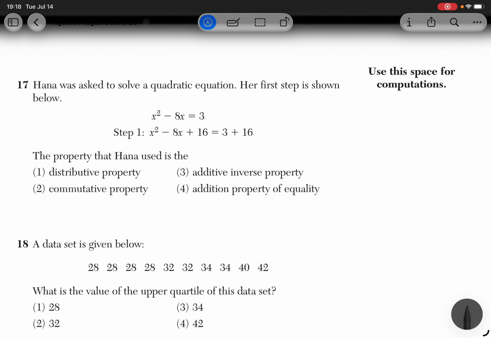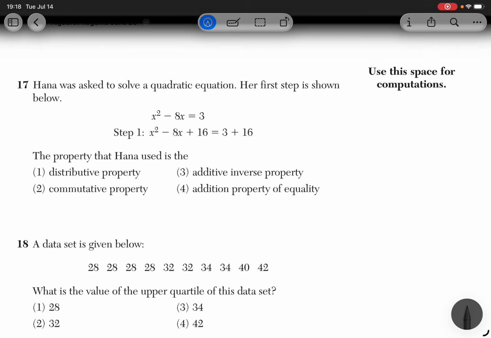Question number 14. So Hannah was asked to solve a quadratic equation. Her first step is shown below. So she has x squared minus 8x equals 3, and then step 1 being x squared minus 8x plus 16 equals 3 plus 16. What property did Hannah use?